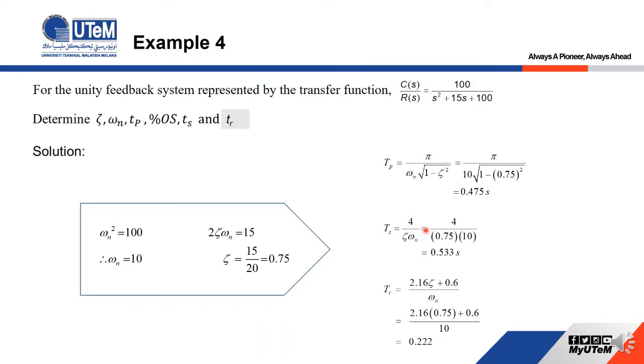Ts, we just use the formula. We consider this system with the 2% criteria. So Ts is equal to 4 divided by zeta omega n. We already know omega n and zeta, so we just put them here and then we get Ts equal to 0.533 second. For Tr, we just use this formula, put the value of zeta and omega n here, and then we get the value for Tr is equal to 0.222.